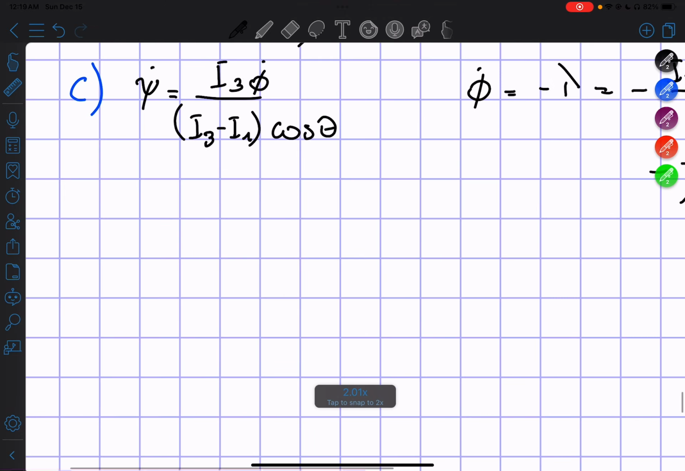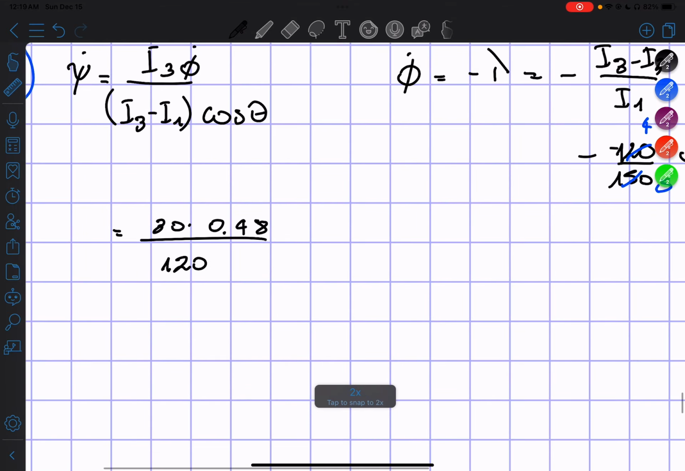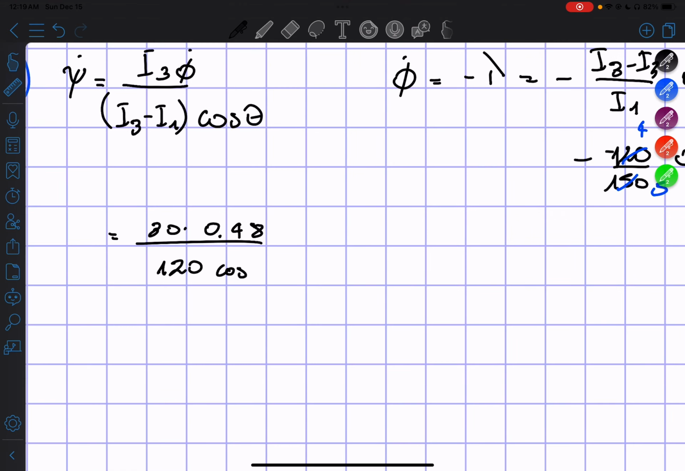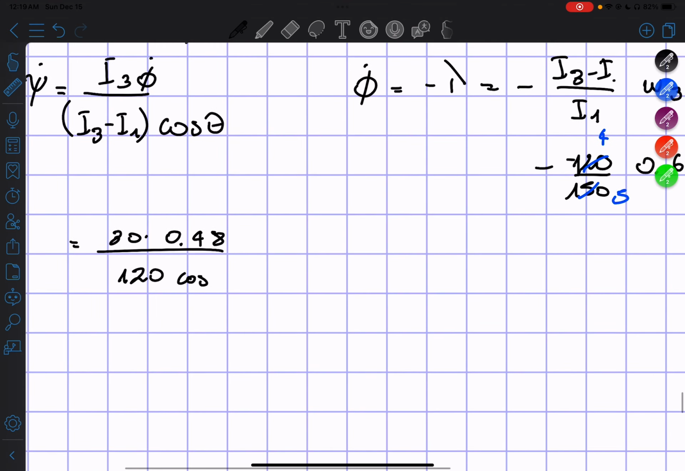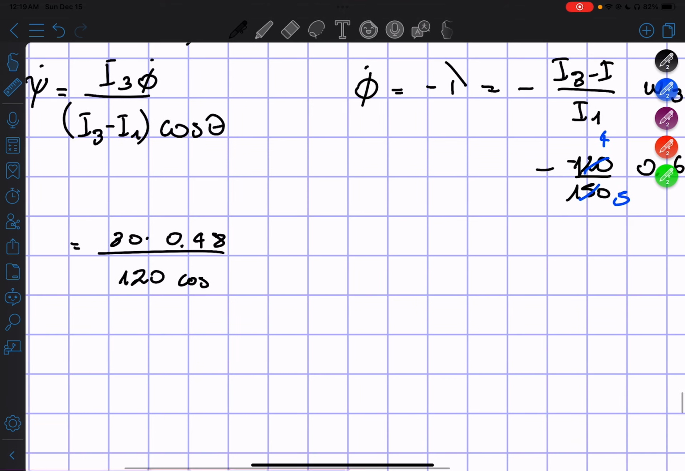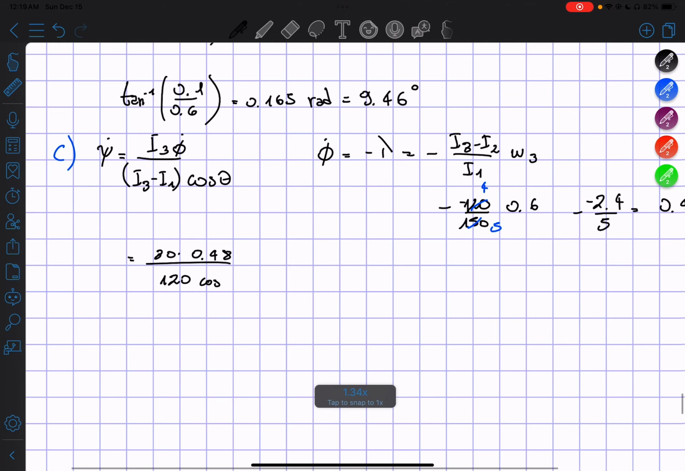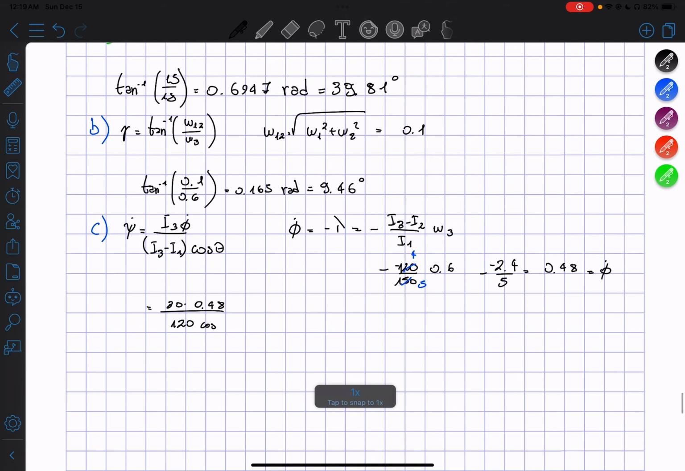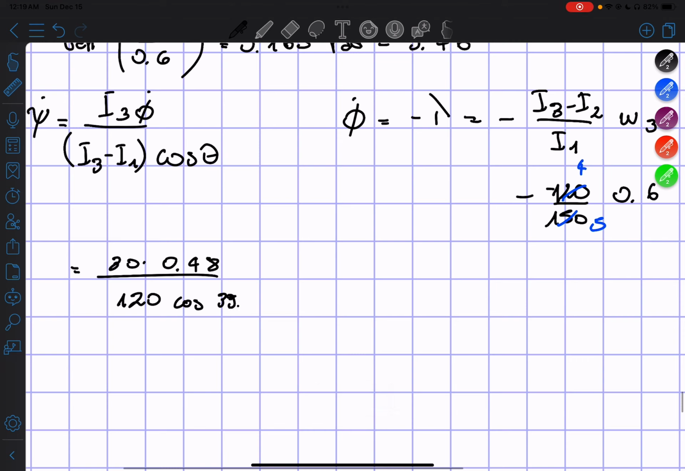Okay, now we can plug it in here. So we have 30 times 0.48 divided by 120, negative 120, I guess. No, positive 120 times cosine of, oops, this is supposed to be 1, 3, or 2. It looked like a 3 to me. Cosine of the angle that we found earlier. So it was 39.81 degrees.